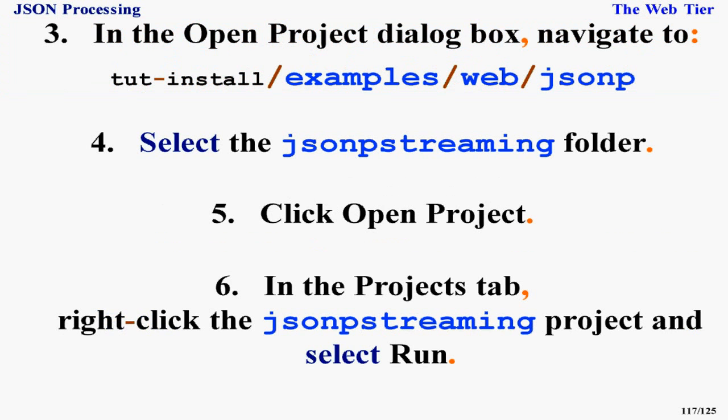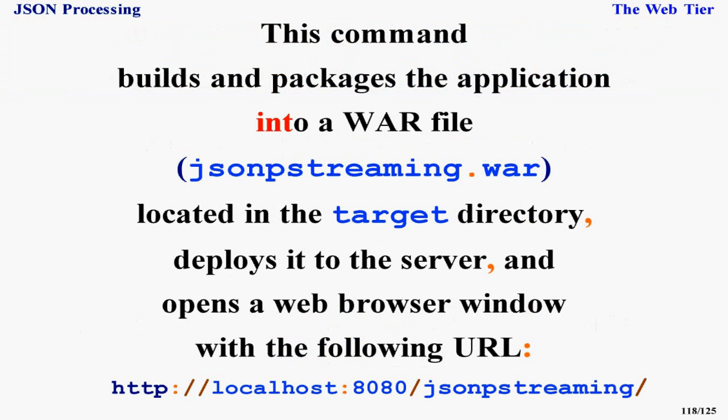6. In the Projects tab, right-click the jsonpstreaming project and select Run. This command builds and packages the application into a WAR file, jsonpstreaming.war, located in the target directory, deploys it to the server, and opens a web browser window with the following URL, http://localhost:8080/jsonpstreaming.